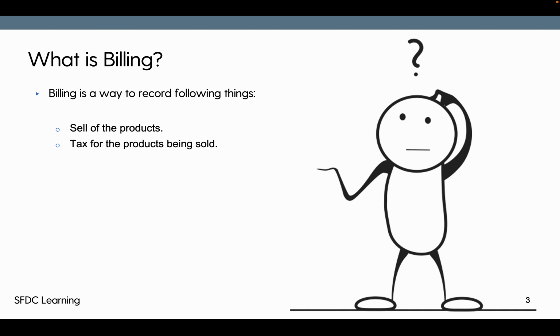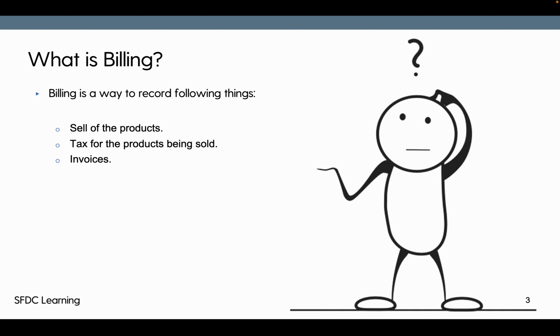So first of all, the main thing is what is billing, right? So billing is a way to record the following things. The first thing is the sale of the product that you have sold, right? CPQ will be required for the billing. So the sale of the product, and tax for the product being sold, right? Whenever we sell some product, we'll always pay tax, right? So taxation will be applied.